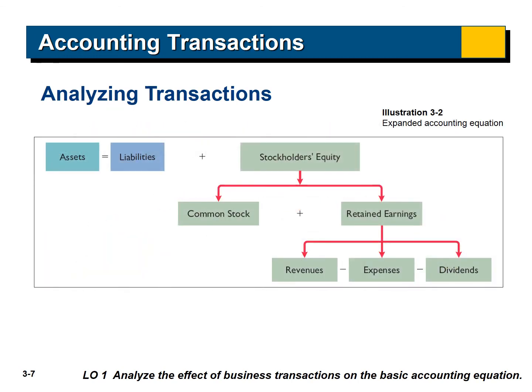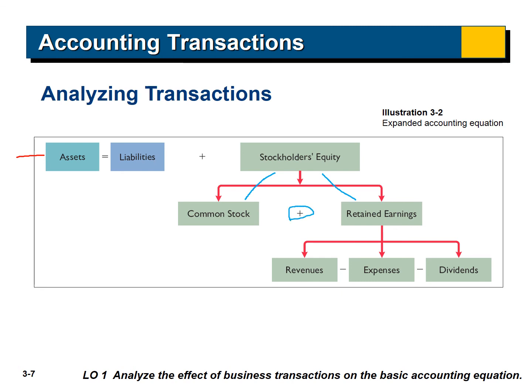Okay, so let's analyze transactions. We're going to take that accounting equation, which is on the first line here, assets equals liabilities plus stockholders' equity, and we're going to expand it. Because stockholders' equity we can expand, we know that there are two accounts, so we're going to expand it to common stock and retained earnings. And then we're going to add those two together to get stockholders' equity.